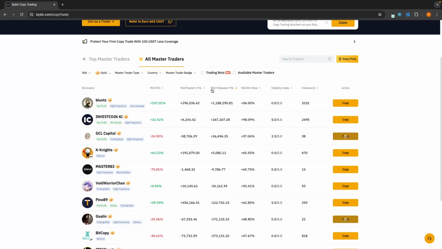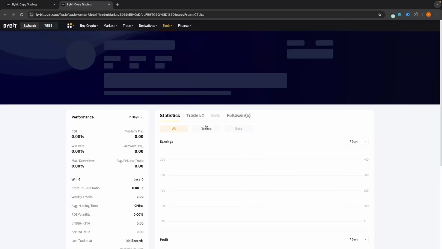We can then see the 90-day followers profit and loss. So this is the main statistic that I go off of. Because look at this, with Pino89 right here, this looks awesome. His 90-day ROI is 59%. He has personally made almost $5,000, but his followers have lost a cumulative $100,000 between them. So that is something to keep in mind right there. And that's why the main thing that I go off of is going to be this 90-day follower profit and loss. So let's click into Blunt right here.